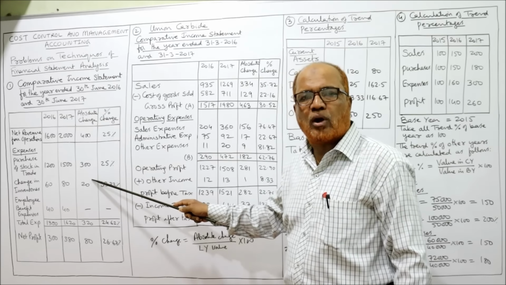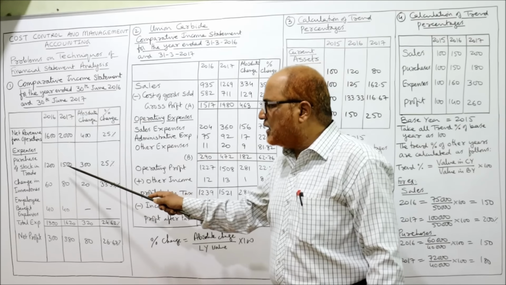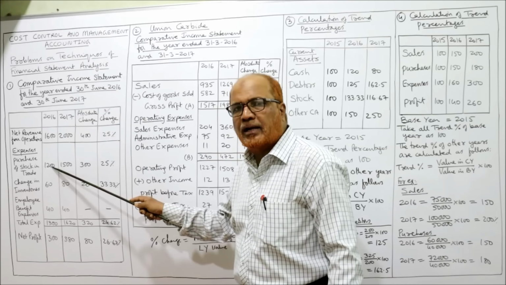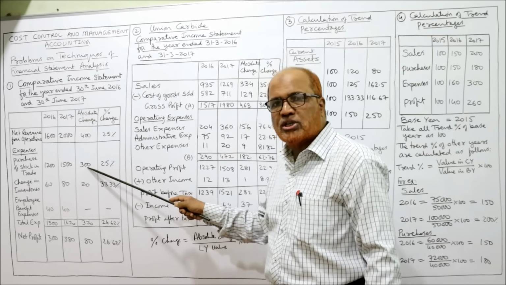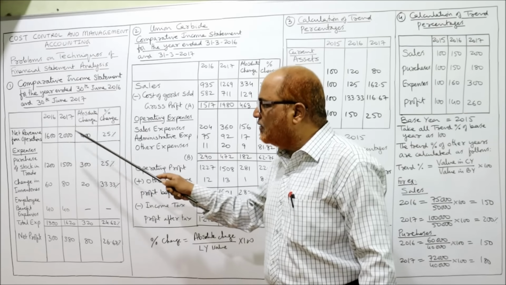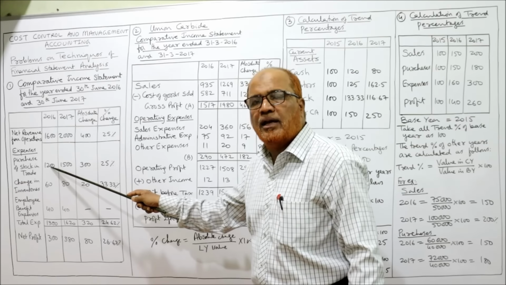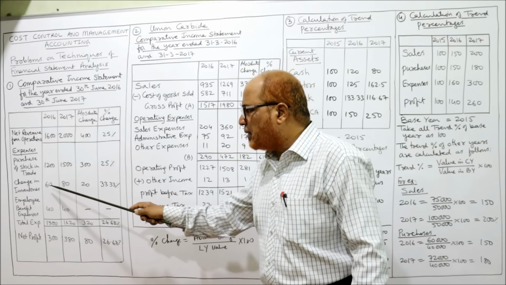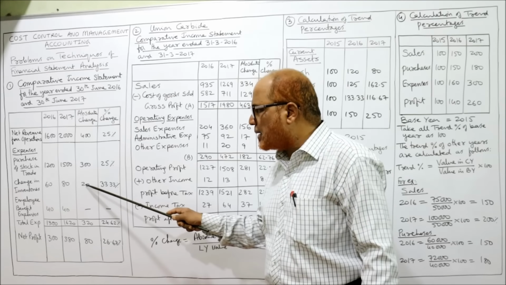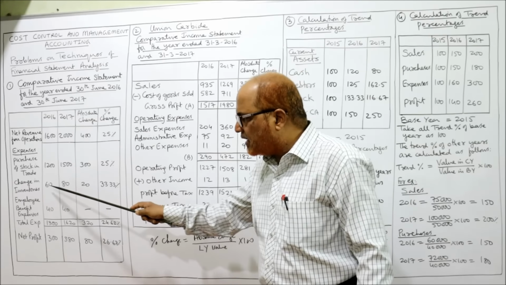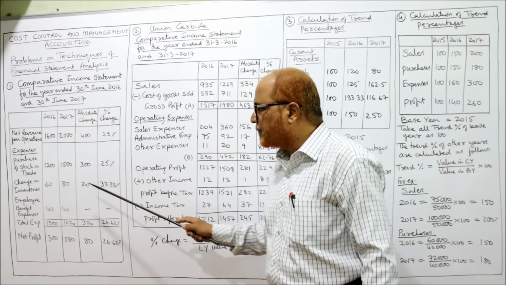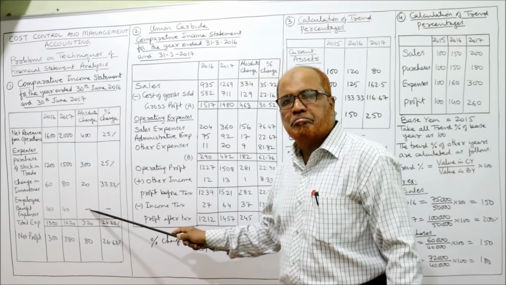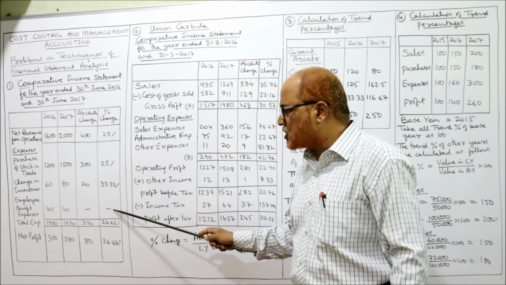Same procedure we follow for other values. The current year value is 1500. Last year value 1200. 1500 minus 1200 is 300. Absolute change 300. 300 divided by 1200 into 100. You will get 25%. Similarly, 80 minus 60, 20. 20 is the absolute change. 20 divided by 60 into 100. You will get 33.33. Here 40 minus 40, 0. No change. Put a dash.